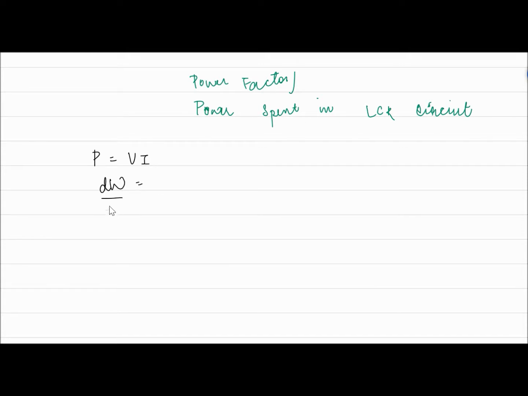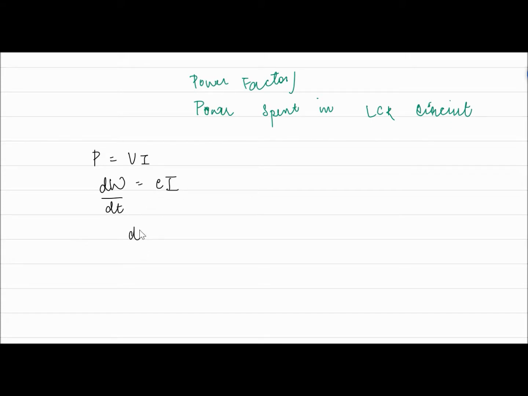The derivation that we'll do today is the power factor or power spent in an LCR circuit.